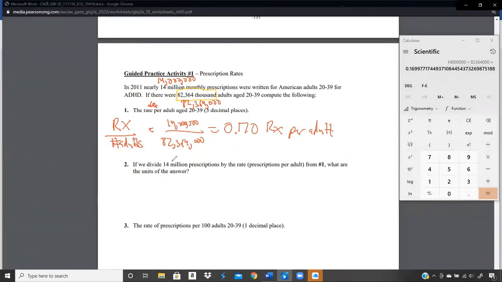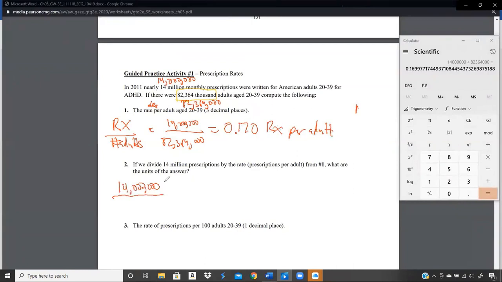Step 2, they say if we divide 14 million prescriptions by the rate. By the rate means that the rate is what's going to go on the bottom. From number 1, what are the units of the answer? We're still on annotate? Yes, we are. If we take 14 million prescriptions and we divide it by the rate that we just got, which is 0.17 Rx per adult.